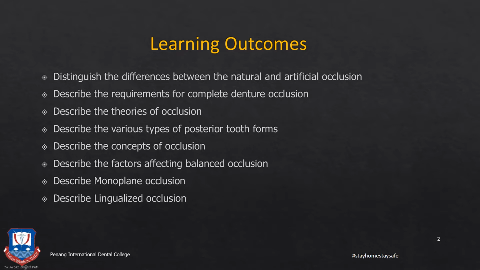You should be able to describe the requirement for complete denture occlusions. You should also know about the theories of occlusion as well as you should be able to declare the various types of posterior tooth forms. These two things have already been covered in a previous lecture, that is selection of artificial teeth. You should be able to describe the concept of occlusion, what occlusion is. You should be able to describe the various factors affecting balanced occlusion, which we'll be talking about in detail. And you should also know about the monoplane occlusion as well as the lingualized occlusal schemes.